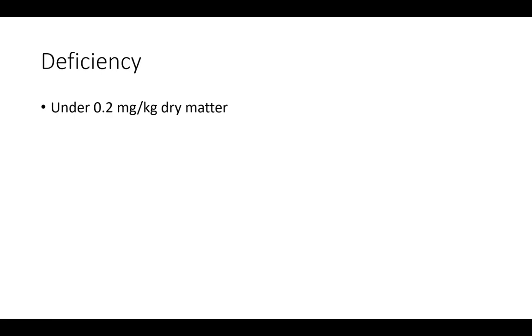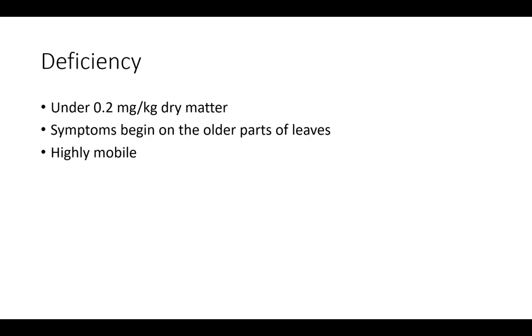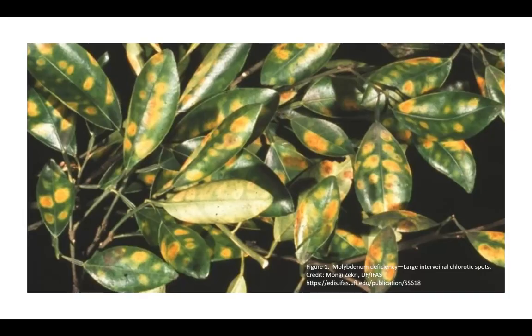Deficiency. You're looking at under 0.2 milligrams per kilogram dry matter. Symptoms begin on the older parts of the plant or the older parts of leaves. Molybdenum is highly mobile, which means it can be pulled out of older leaves and brought up to the younger leaves. This shows you a plant with a molybdenum deficiency.